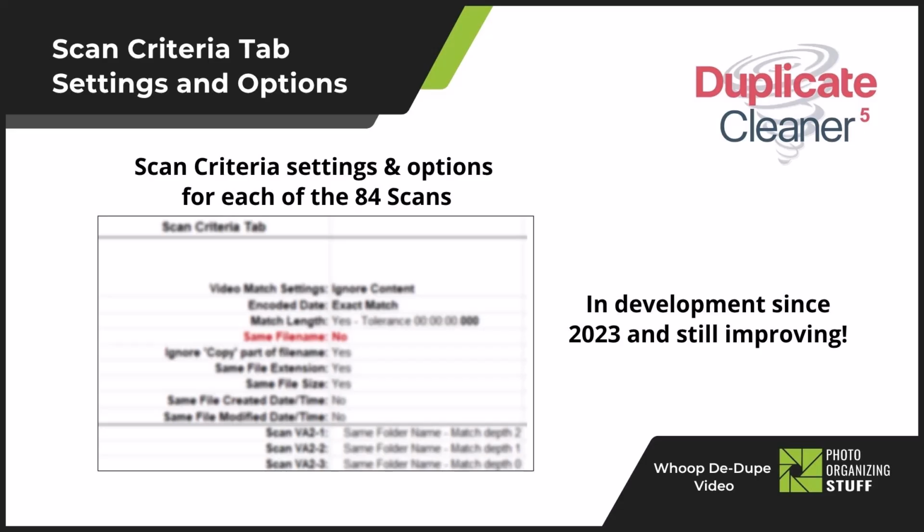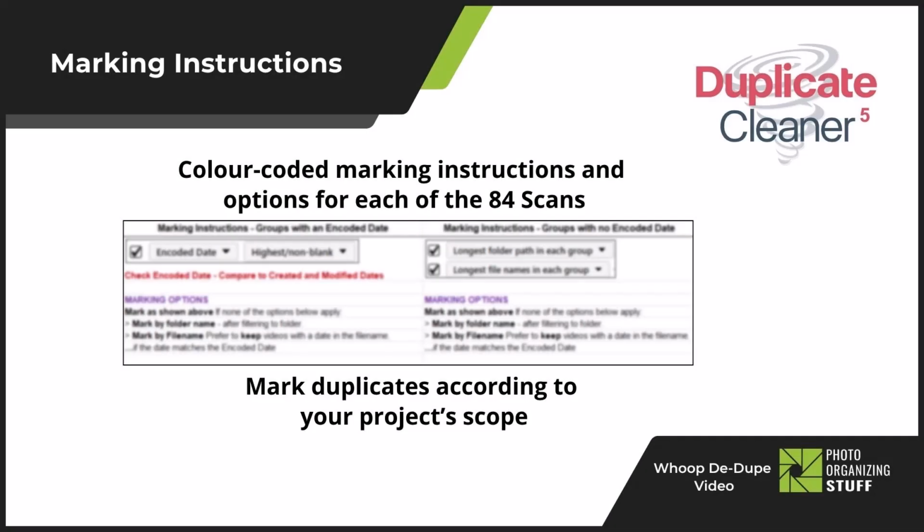Red text indicates what needs to be changed on the Scan Criteria tab before you start the next scan. For each scan, there are different factors that need to be considered when marking duplicates for removal. The color coding of text in the Marking Instructions column of the spreadsheet indicates what's changed from the previous scan, what's required, and what marking factors are optional or flexible.